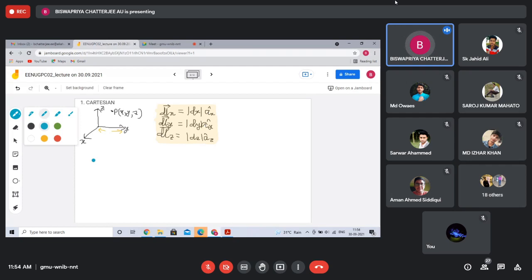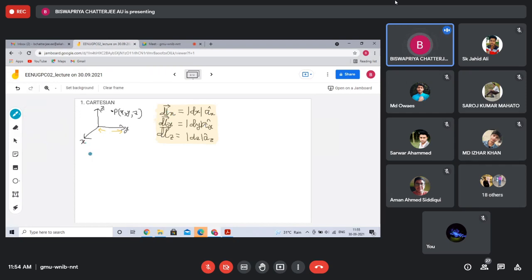Now the question is, is surface scalar or vector? The answer is, surface is a vector. Now, how is a surface generated? By varying two variables. If you vary two differential line elements, you will get a surface. Let me write it down.